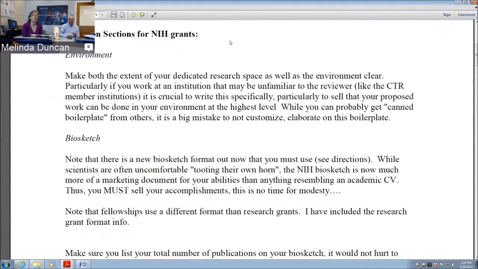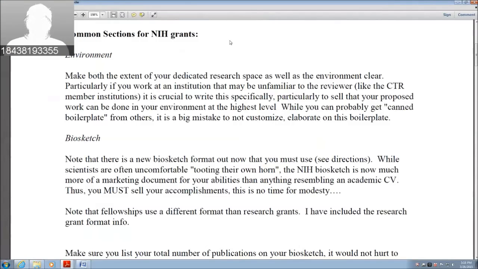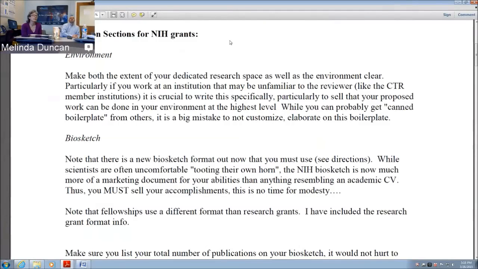So the parts about common sections of NIH grants. The first that I want to talk about is the environment. It's environment and resources, and there are two separate sections here. A lot of folks make the big mistake of relying too much on boilerplates that are coming from other investigators at their institution, because it's somewhat of a pain. You have to find out all this information. The problem is that the boilerplate information is often insufficiently detailed. And so people put the boilerplate in, they have checked the environment box.